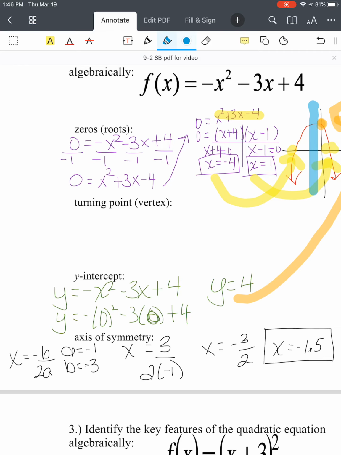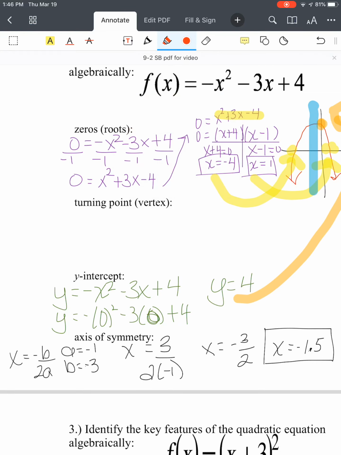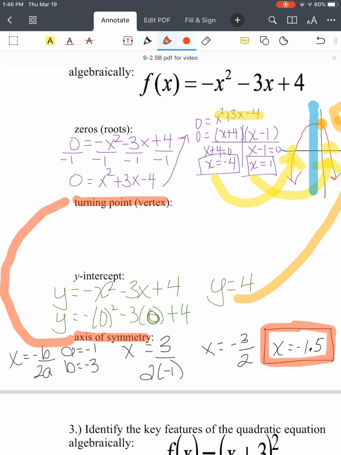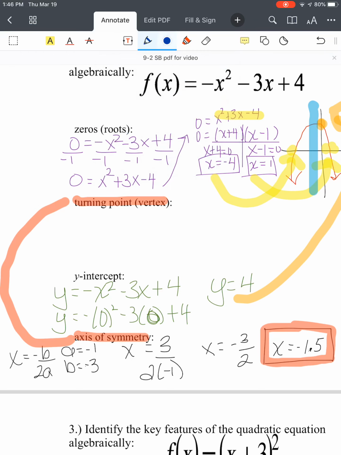Okay, and the last thing to find is the vertex. Well, as we said before, the axis of symmetry and the vertex go hand in hand. They're really important to each other. The vertex is the turning point. So what I'm going to do is take that -1.5 that I just got and plug that in every time I see x in order to get a y. So I have y equals -x squared minus 3x plus 4. I know that I need to plug -1.5 in for x in order to get a y.